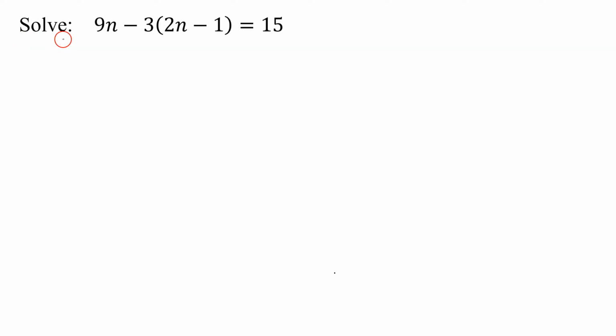In this example, I need to solve the problem 9n minus 3 times the quantity 2n minus 1 equals 15. Since it has an equals in it, it's an equation. And what's the highest degree on any of our variables? It's a 1. Therefore, this is a linear equation.